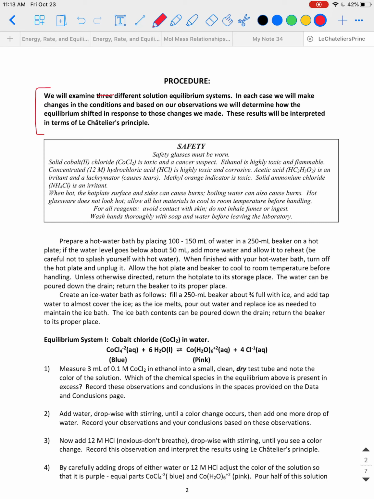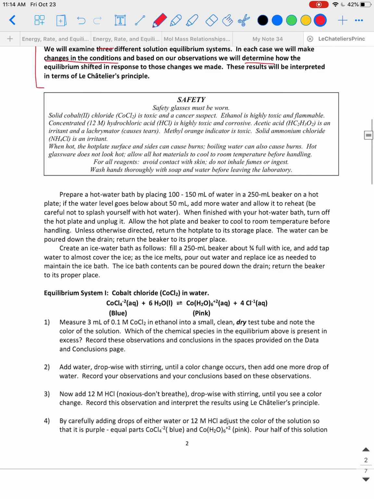I'm going to focus on this part for just a second. Here's what you're going to do. Today we're shortening it, so we'll examine two different solutions at equilibrium. In each case, you will make changes to the conditions, and then you'll make an observation. That's what you're going to put in the data sheet. I'll walk you through what you should write down. Then you're going to determine from your observations how equilibrium shifted. And then in your post-lab questions, you'll be deciding what kind of reaction it is. Is it exothermic? Is it endothermic? Based on the observations you made.